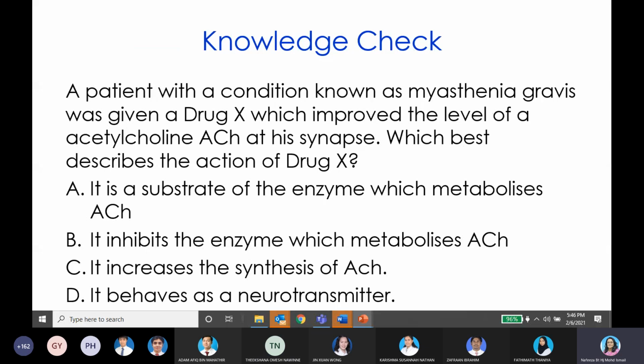Knowledge check. A patient with a condition known as myasthenia gravis was given a drug X, which improved the level of acetylcholine, which is ACH, at its synapse. Which best describes the action of drug X? A, it is a substrate of the enzyme which metabolizes ACH. B, it inhibits the enzyme which metabolizes acetylcholine. C, it increases the synthesis of acetylcholine. D, it behaves as a neurotransmitter. What does drug X do? A. What about B?